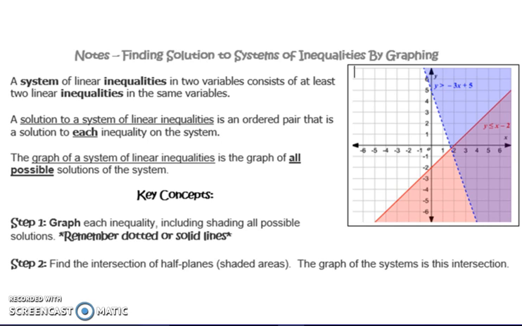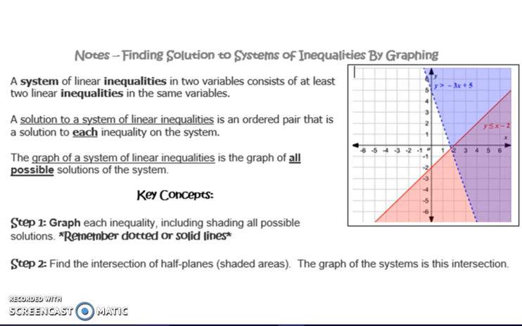Now, a system of linear inequalities consists of at least two linear inequalities within the same variable. Our solution, unlike an equation where there was a set point, is an ordered pair that fits each inequality. And there can be more than one when there is a system of linear inequalities, where an equation only has one solution. Now, our steps.